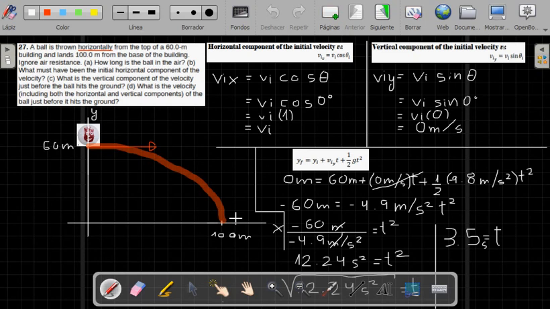Okay, for that, let's use all the data that we have. The initial vertical velocity, this time, and we're going to use this time because the time just before the ball hits the ground will be like 3.4 seconds, but the difference in the velocity won't be too much.